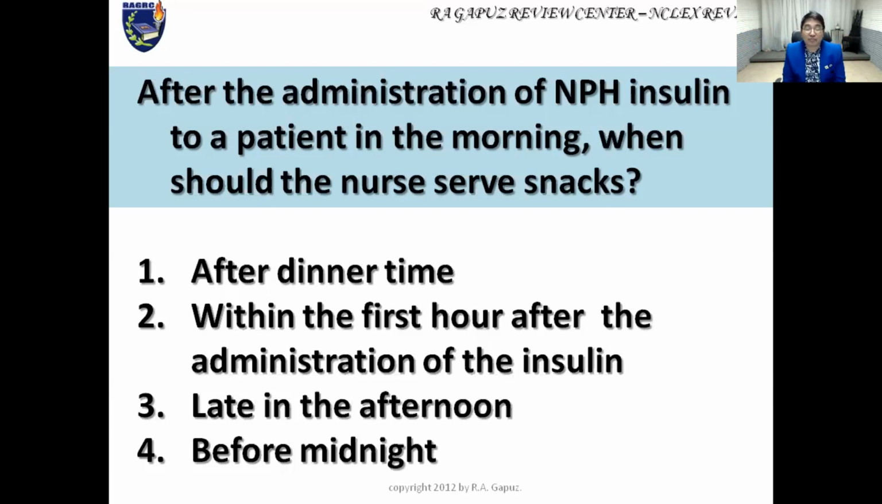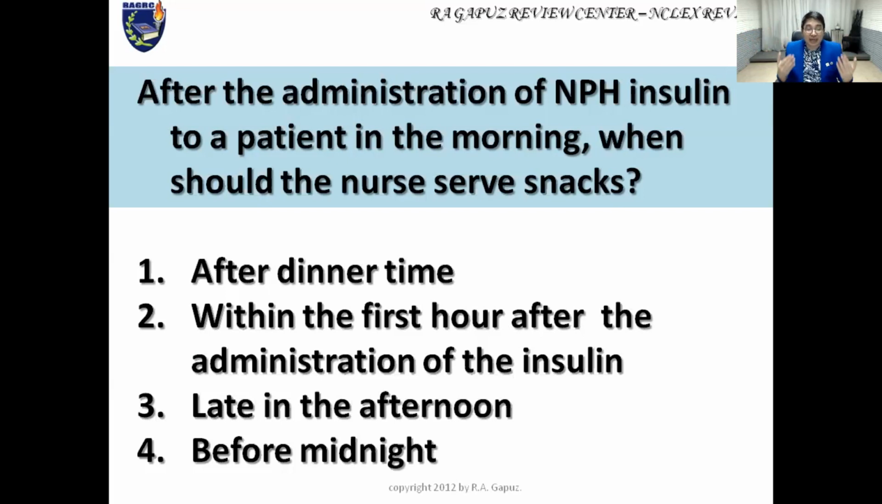Is it 1, after dinner time? Nuh-uh. So it should be before. So 2, within the first hour after the administration of the insulin. Well, we're talking about that could be with reference to rapid acting insulin, not intermediate acting insulin like NPH, the one we have for the question.